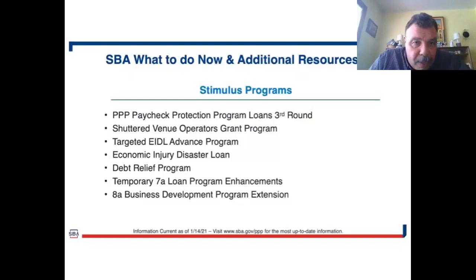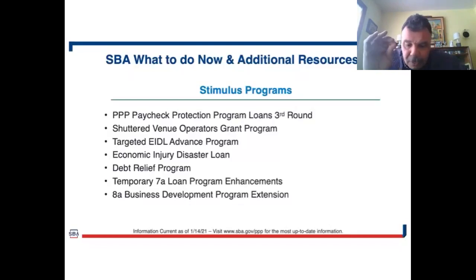So all those jazz clubs, like the Green Door, and not to say where I hang out or anything like that, but some of the jazz places that most people would go ahead and attend, they are now qualified under the Venue Operators Grant Act. However, there's a caveat to that: if you have applied for PPP and received a PPP loan, you can no longer be considered under the SVOG grant.